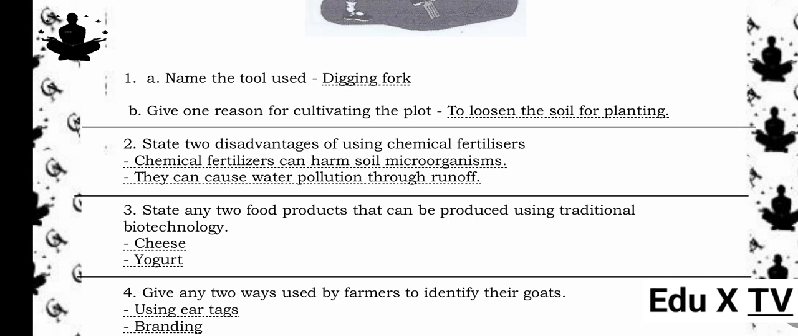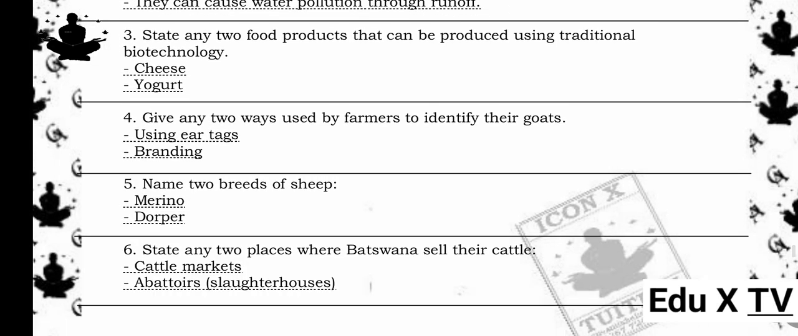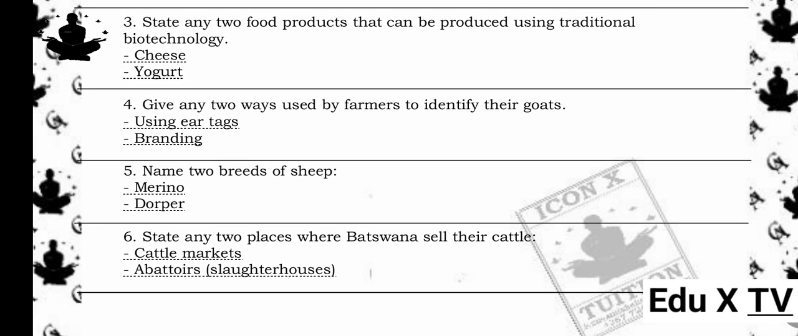2. State 2 disadvantages of using chemical fertilizers. Chemical fertilizers can harm soil microorganisms. They can cause water pollution through runoff. 3. State any 2 food products that can be produced using traditional biotechnology. Cheese. Yogurt. 4. Give any 2 ways used by farmers to identify their goats. Using ear tags. Branding.